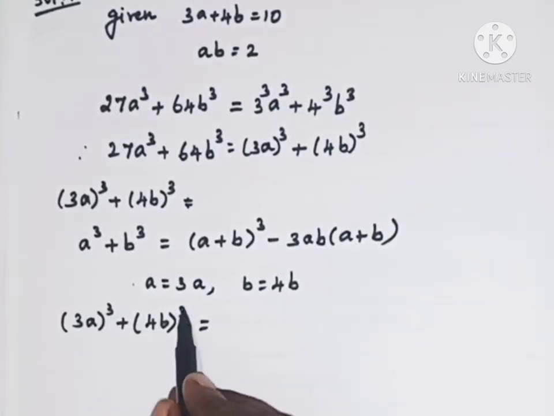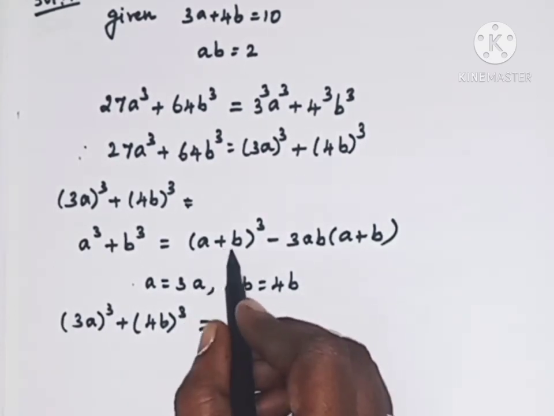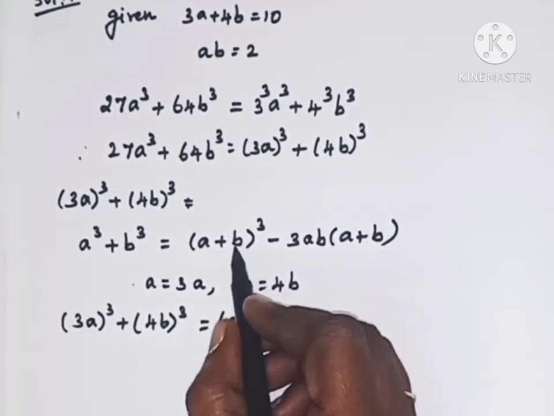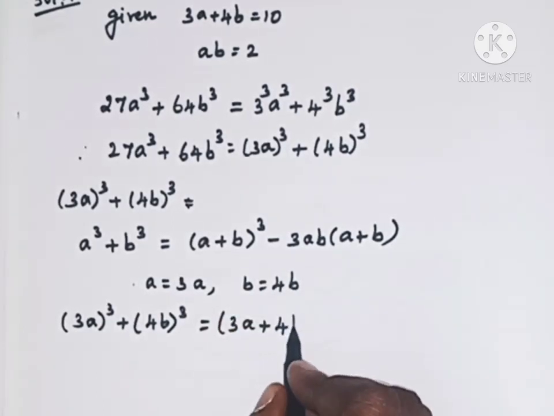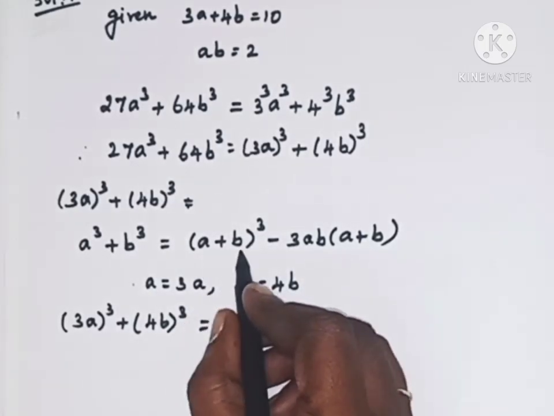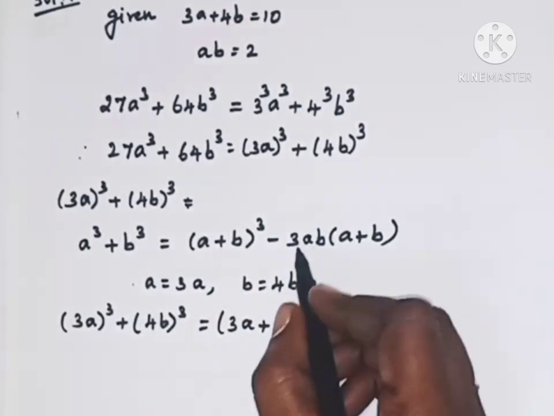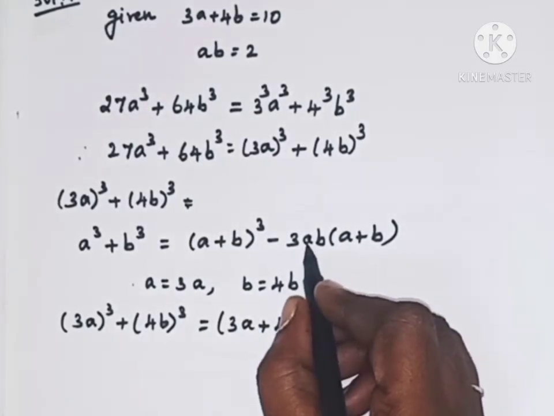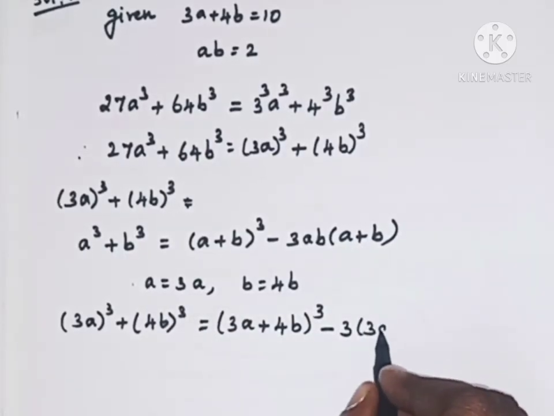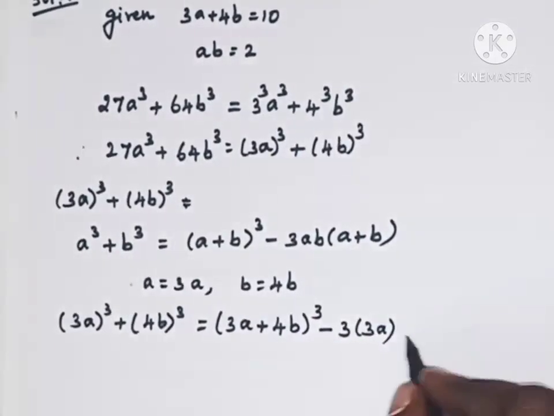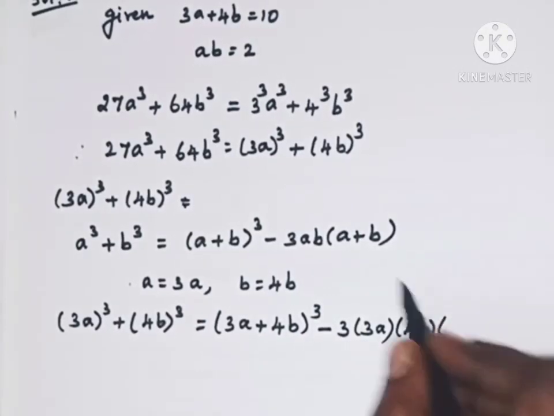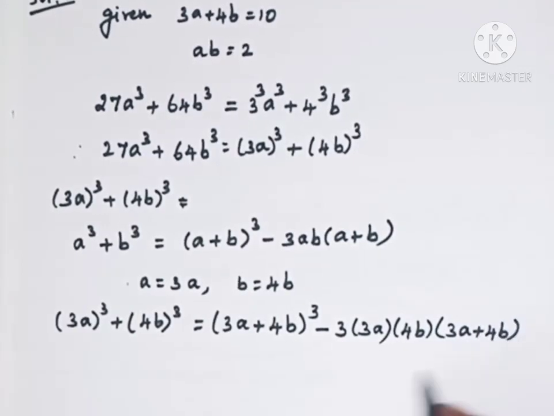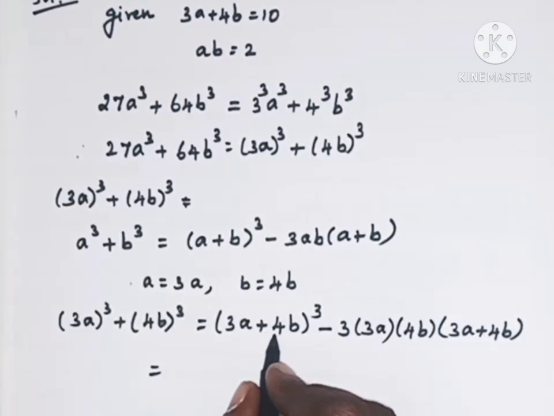So a cube plus b cube is equal to a plus b the whole cube. The value of a is 3a, plus the value of b, in the place of b we have to substitute 4b. So 4b the whole cube, minus here we have 3 into a. In the place of a we have to substitute 3a, into b. In the place of b we have to substitute 4b, into a plus b. A plus b is nothing but 3a plus 4b. Now 3a plus 4b.